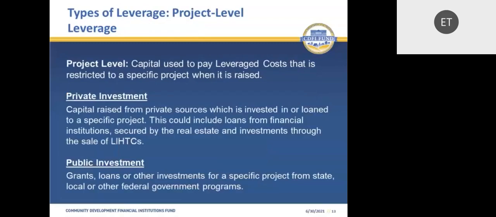And third, let's turn to project-level leverage. Project-level leverage is capital used to pay leverage costs that is restricted to a specific project when it is raised. And again, there's both private and public investment. Within private, it's capital raised from private sources, which is invested in or loaned to a specific project. This can include loans from financial institutions secured by the real estate and investments through the sale of low-income housing tax credits. For public investment, this can include grants, loans, or other investments for a specific project from state, local, or other federal government programs.